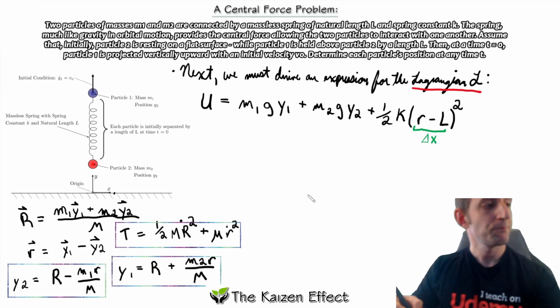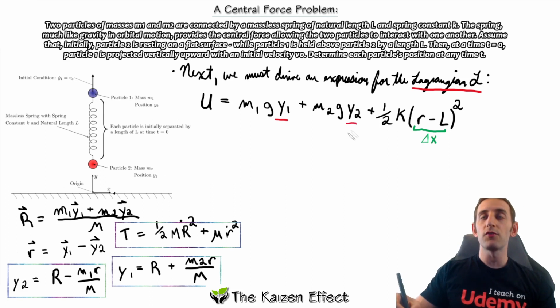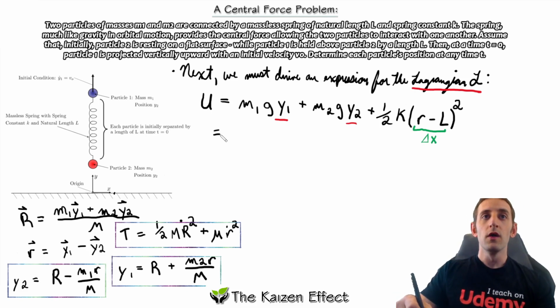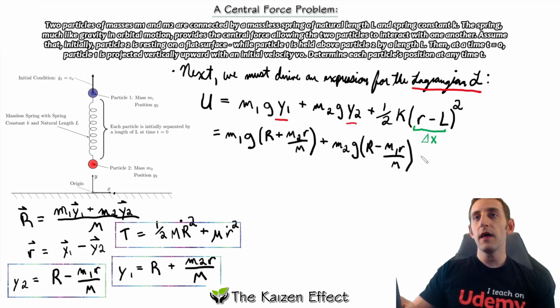So all that's left really is to substitute these guys, use our trusty map to transition over to our new generalized coordinates, and then we can plug this in for a Lagrangian, okay? So let's do that right now. We get this equal to M1 g, and what's y1? Y1 is this guy, big R plus M2 little r over big M. Then we do the same thing for particle 2. That's M2 g, and y2 is just big R minus M1 r over big M. Then our spring potential energy just comes along for the ride, so that's 1/2 k times little r minus big L squared.